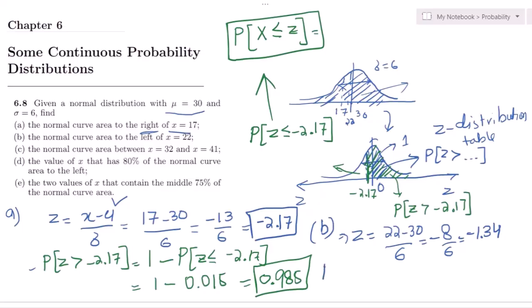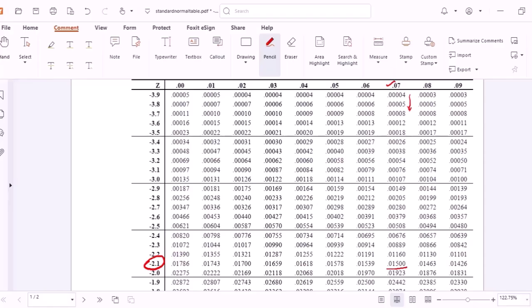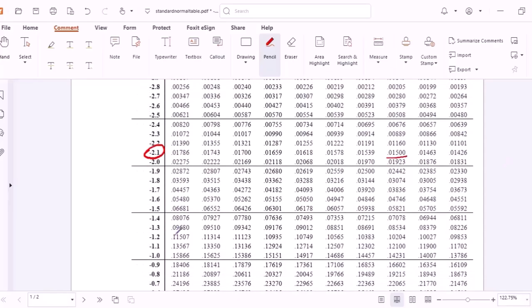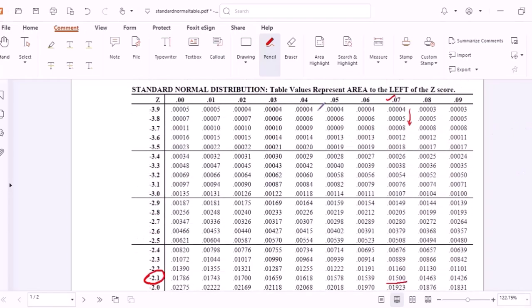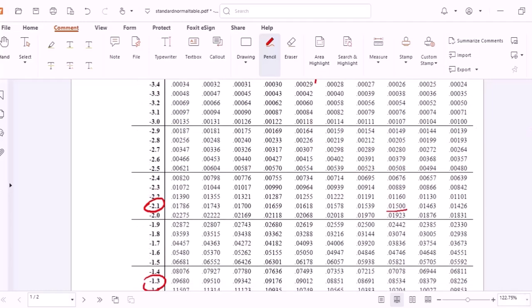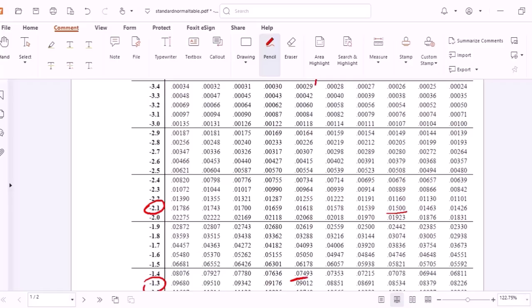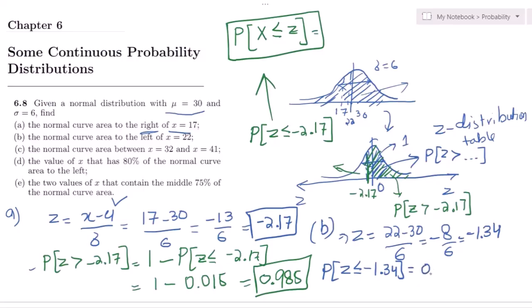So it is the probability that z is less than or equal to minus 1.34. We have to find its value, so let me consult the z table for minus 1.34. For minus 1.3, this is minus 1.3, and for 4 the column is this one. This is the column for minus 1.34, so it is 0.090.